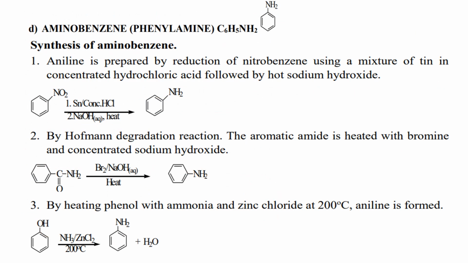Looking at aminobenzene as one of the last derivatives of benzene. Aminobenzene is also called phenylamine, and its molecular formula is C6H5NH2, or it can be written as this. If you are to look at the synthesis of aminobenzene, aminobenzene is also called aniline, and it's also called phenylamine. So these words should not be new to you. Aniline, or aminobenzene, or phenylamine, is prepared by reduction of nitrobenzene using a mixture of tin in concentrated hydrochloric acid followed by hot sodium hydroxide.